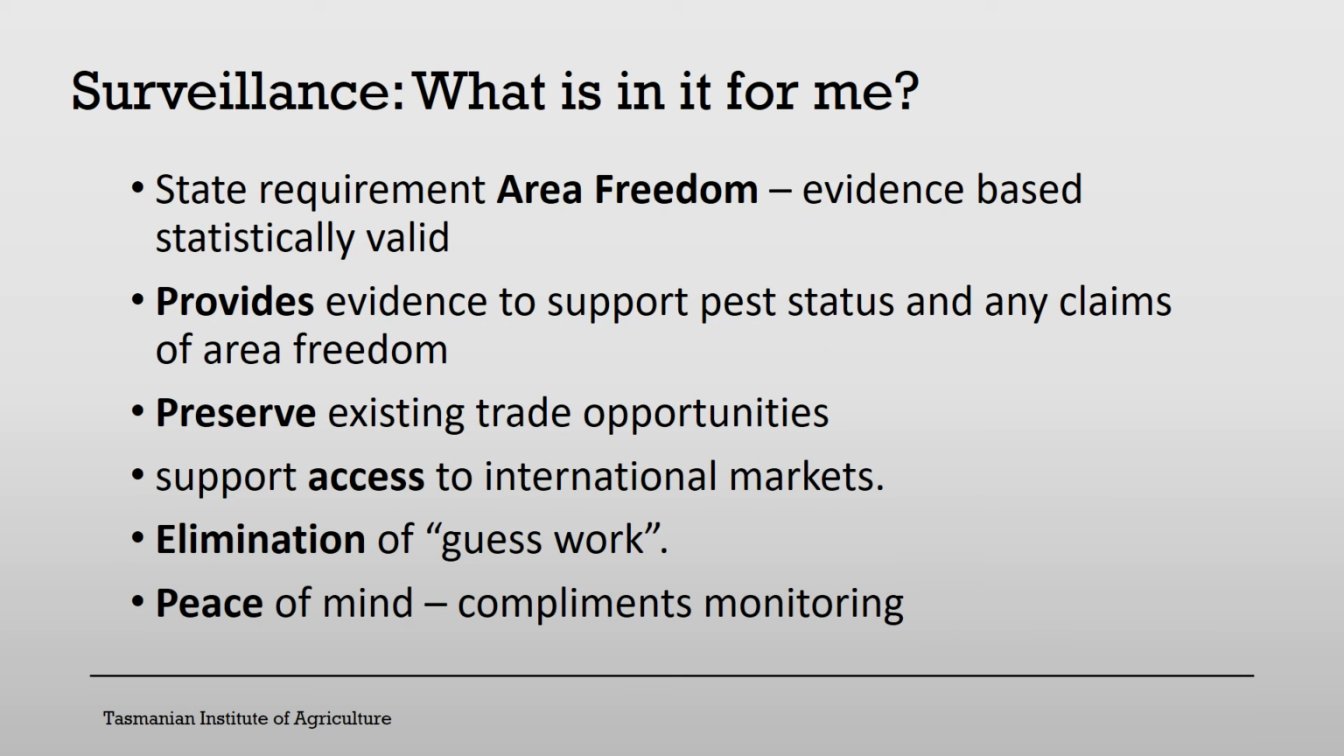Currently, it's a state requirement to provide area freedom certificates to prove you are free from TPP. These certificates maintain your market access. This can only be achieved by providing evidence-based data that the region is free from TPP. The surveillance programs aim to offer broad area coverage of host plants, growers and nurseries, and regions of high risk such as transport depots and community gardens. This data goes towards preserving existing trade between other states, and it also supports access to international markets. It complements your monitoring efforts by providing entomological certainty that you are free from TPP.